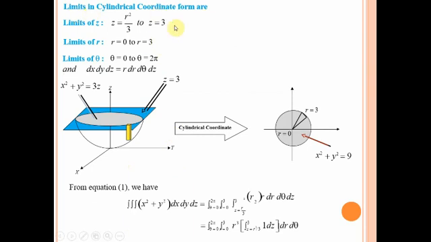Limits in cylindrical coordinates are: z from r square by 3 to 3, r from 0 to 3, and theta from 0 to 2 pi. So in this way, the structure will be like this. The resultant paraboloid structure will be like this. In the cylindrical coordinate, r is equal to 3, x square plus y square is the cylindrical equation, and z is given.